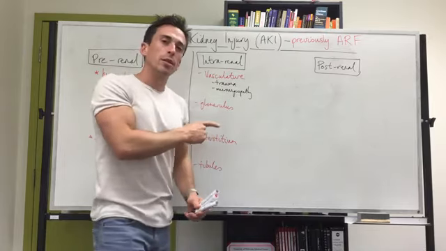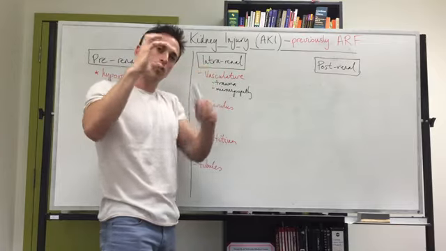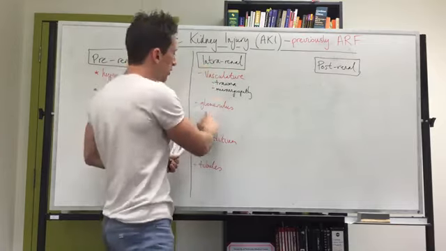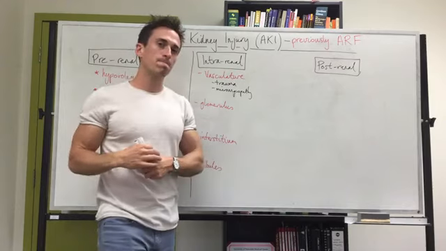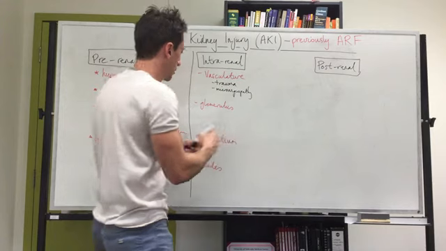What about the glomerulus? Well, we know the glomerulus is that area where the capsule is and you get that filtration occurring. So if you actually get damage to the glomerulus, this is actually called acute glomerulonephritis.